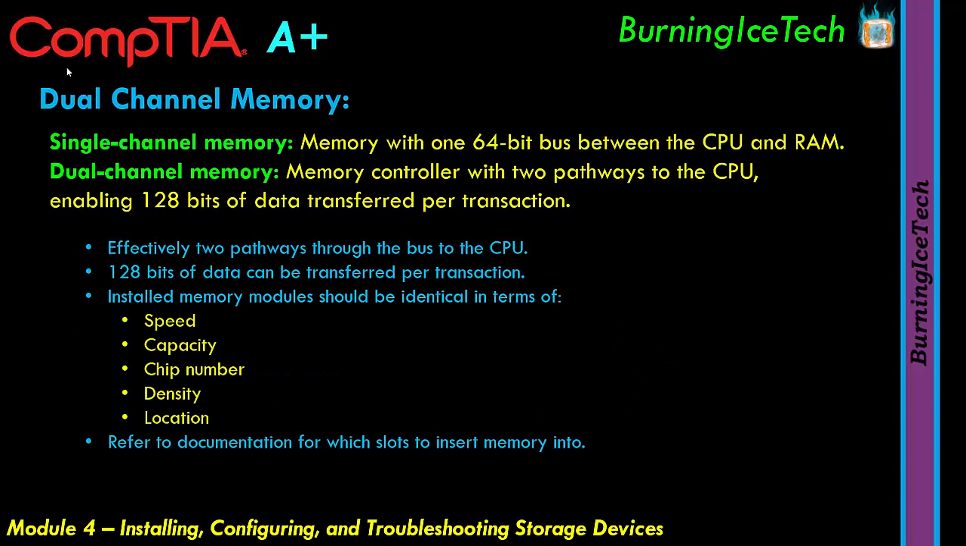Alright, so a little bit more about memory, more specifically dual channel memory. You get single channel memory, which is for the most part extinct nowadays, and then you get dual channel memory. Single channel memory has a 64-bit bus between the CPU and RAM. Now the bus, in case anyone is wondering, is those little roads. You can only see them visually with the eye if you look at the back of the motherboard.